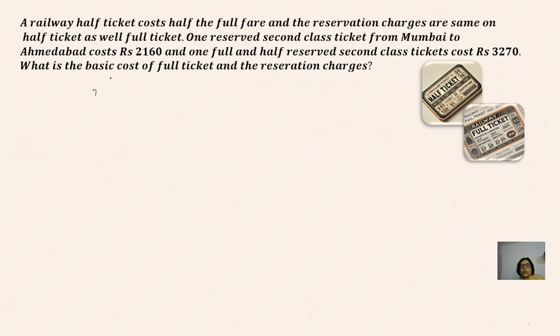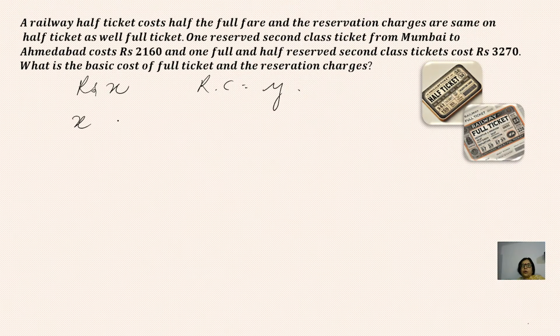So let us take the basic cost of the full ticket as rupees X and the reservation charge as rupees Y. According to the question, the half ticket will cost half this much. The basic cost of the half ticket will be half of X. Now let us take the first part: one reserved second class ticket from Mumbai to Ahmedabad costs rupees 2160.